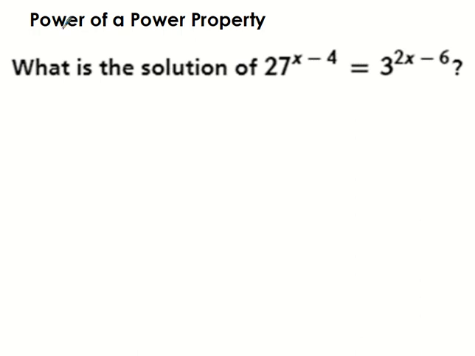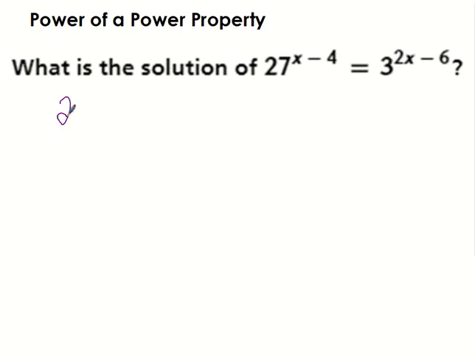This is a version of a power raised to a power property. So it says, what is the solution of 27 raised to the x minus 4 equal to 3 raised to the 2x minus 6? Okay, so these are our exponents. Right now, they are not the same base, so I can't actually compare anything. So what I'm going to do is break down 27 so that it's the same base as this one.